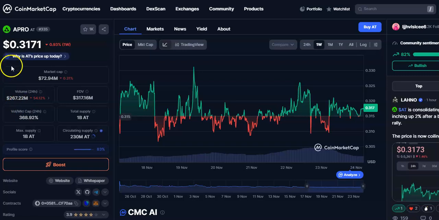So you can see the current price is $0.3171. It is down by 0.81%. Market cap is $72.94 million and the rank is around 335 position. Around 1k users are following this cryptocurrency, and the volume in 24 hours is $267.23 million. It is down by 54%. So now I'll go to the chart and see how the candles are moving.